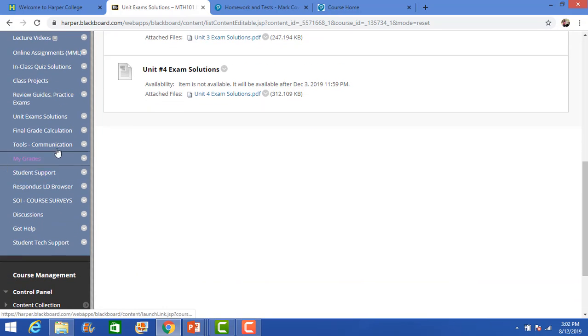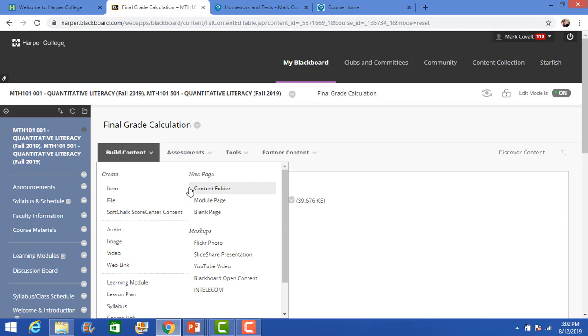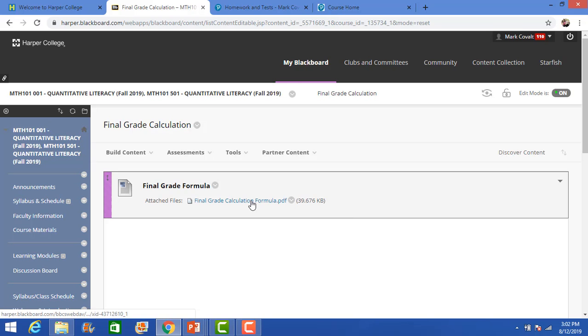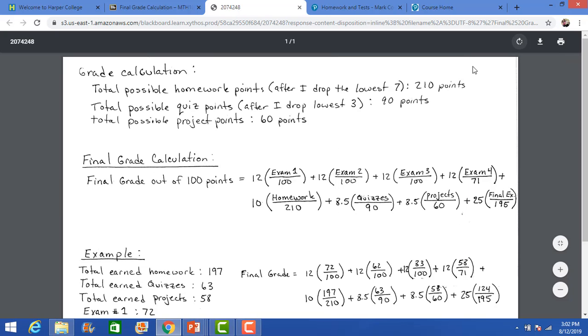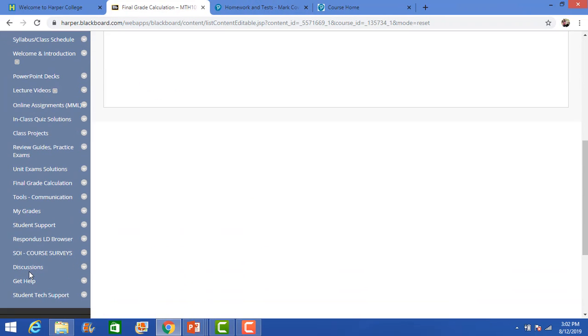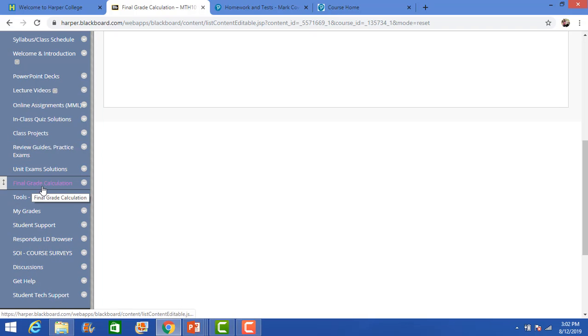And then final grade calculation. Again, you don't really need this because Blackboard will do this for you. But if you want to see how it's calculated and you want to do it yourself, this is where you would see it. Again, this is not up to date, but it gives you an example of how it would be done. And then finally, we've got this information here, your grades and things like that. I'm not going to go over it, but this is the main stuff for here.